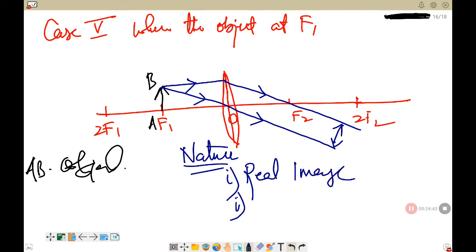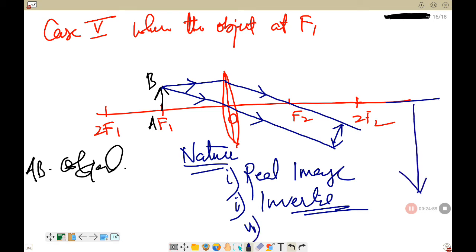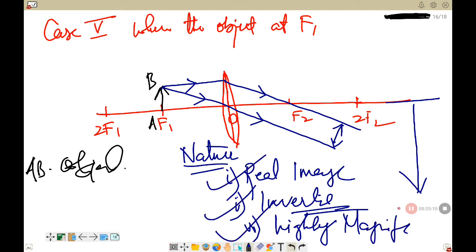Number two, since the rays are going to meet below the principal axis, the image will be formed as an inverted image. And number three, it is going to meet at infinity, meaning a huge and large image is going to be formed, isn't it? So we will write: highly magnified image will be formed. So these are the three characteristics of the image formed by the convex lens when the object is kept at the first focus. Understand? When we keep it at the first focus.